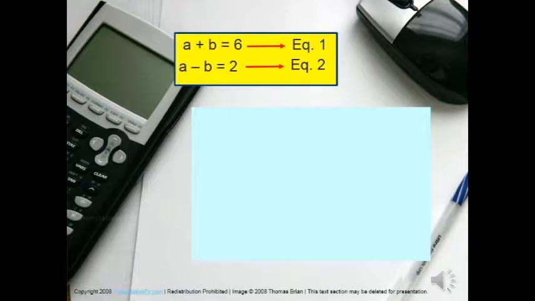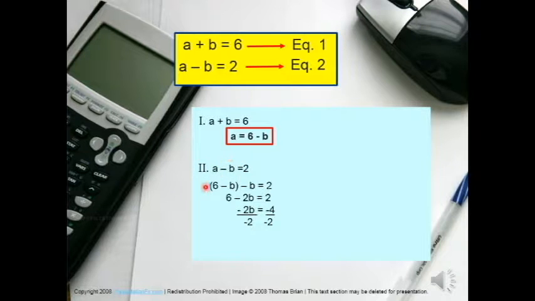We will use substitution. Now, express the value of a from equation number 1. A plus b equals 6. Subtract both sides by b so you can have the expression of a. The next thing to do is to substitute the expression of a in equation number 2. A minus b equals 2. Then 6 minus b equals 2. Minus b and minus b is negative 2b. So we have 6 minus 2b equals 2. Subtract both sides by 6 to get negative 2b equals negative 4.